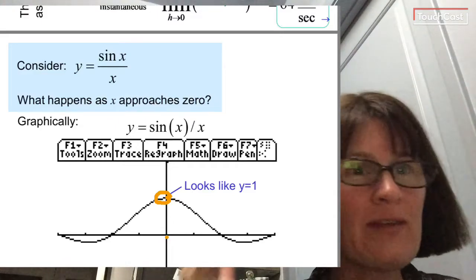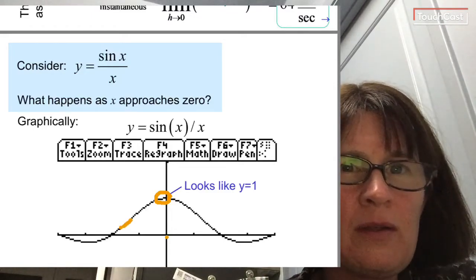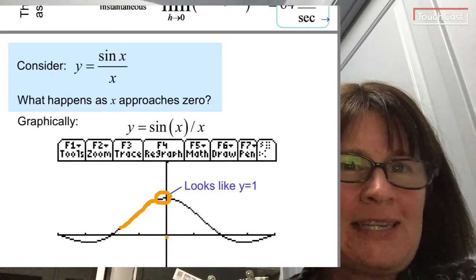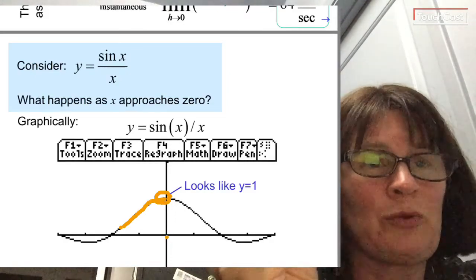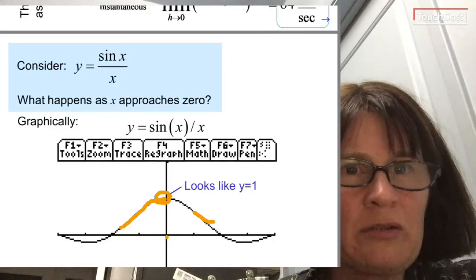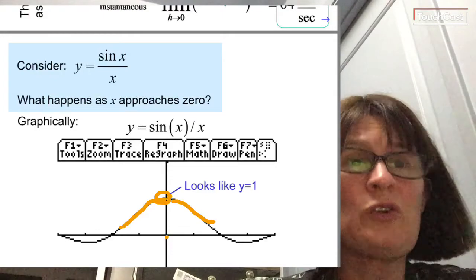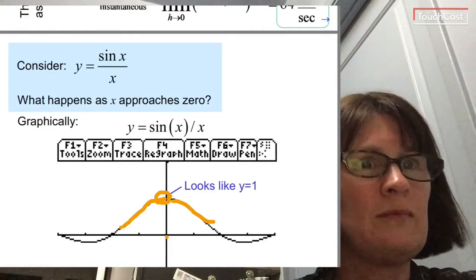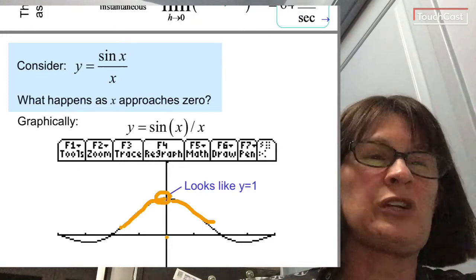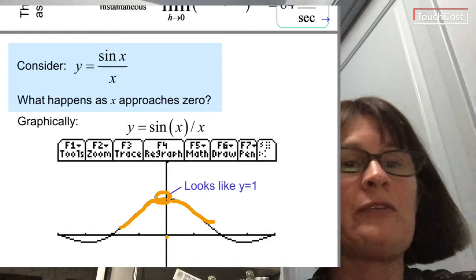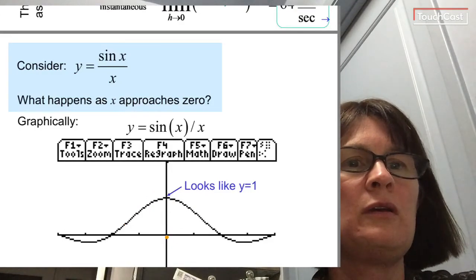But from that direction and from that direction, if I walked along this graph and I could see the path ahead of me and you asked me where I was headed, I would guess I was headed toward the y value of 1. If you asked me where I was headed, I would tell you my y value is getting closer and closer to 1. So this is our first understanding of the limit of a function where we know that function cannot be defined.